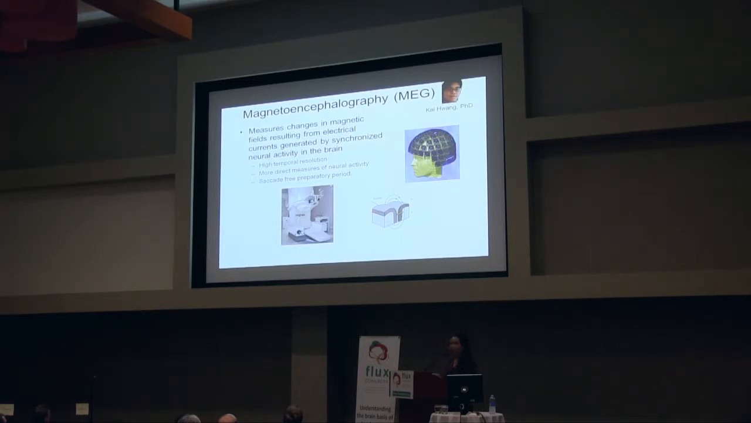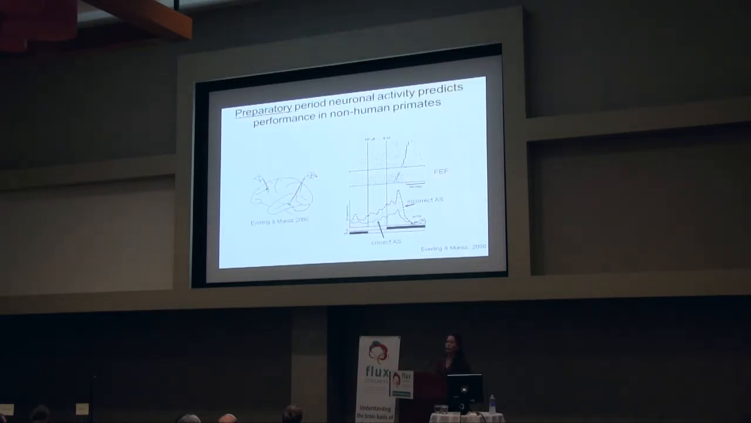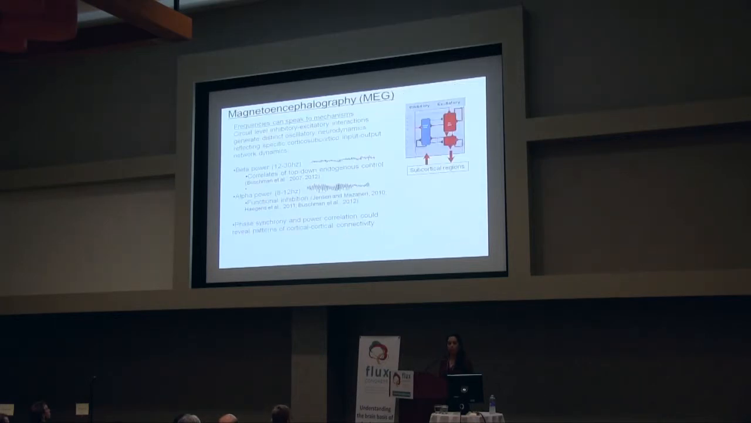And this becomes very relevant when looking at the antisaccade because of the work that Stefan Everling and Doug Munoz have done, identifying that the preparatory period of this task, when you're just looking at the instruction and making no responses, can determine if you will be able to inhibit your saccadic response. So if you have a certain level of attenuation, you will be successful. If that attenuation is too high, you can predict that you will make an incorrect response in the non-human primate at the single cell level. So MEG can tell us about mechanisms.